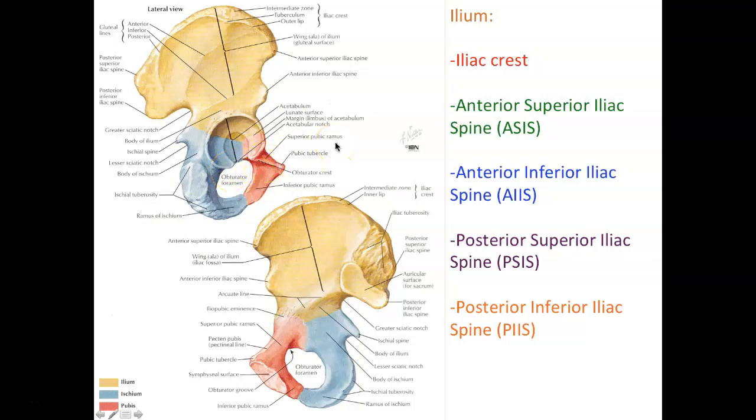So the first thing you have listed there is the iliac crest. And remember I asked you to put your hands on your hips? This is that ridge that you're feeling when you put your hands on your hips.